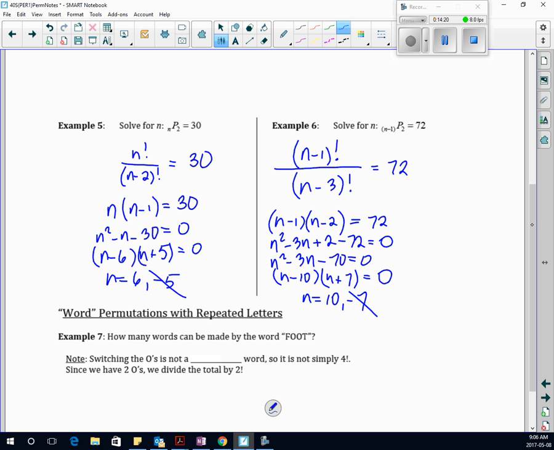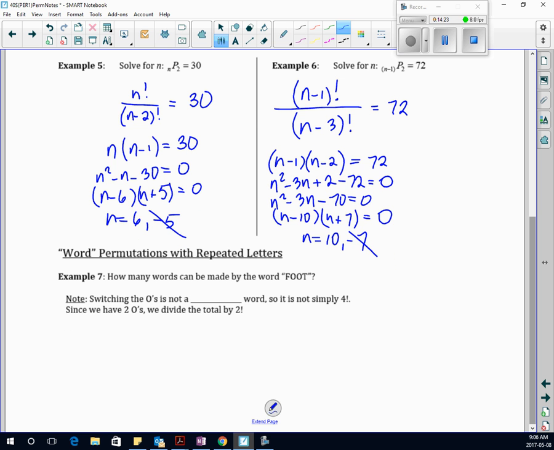Okay, word permutations. How many words can be made by the word foot? So normally you would say 4 factorial because you have 4 decisions, 4 choices. Does everybody see that switching the O's doesn't make a new word, though? If I switch the 2 O's around, it's still foot, right? It doesn't have to be a real word, that's why it's in quotes. It's not a real word in the dictionary. We're just saying how many arrangements of letters we can make.